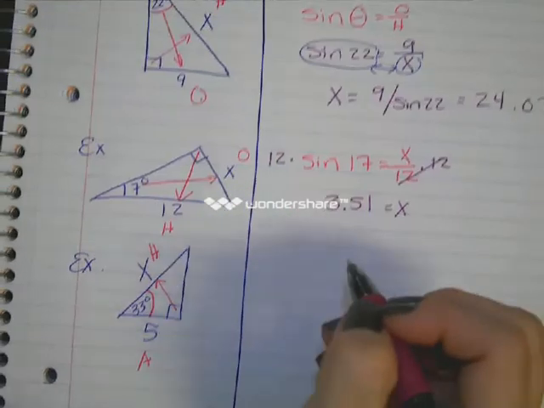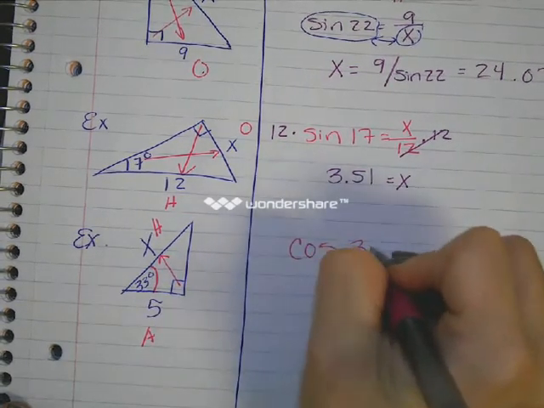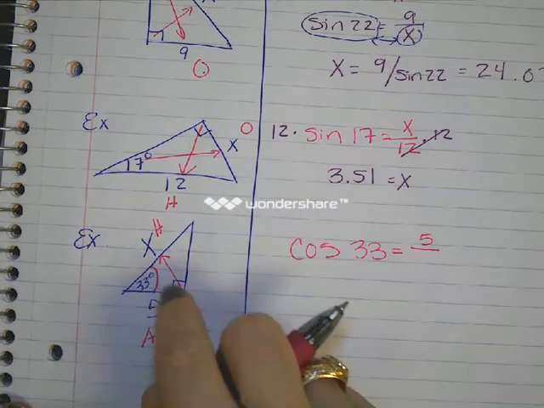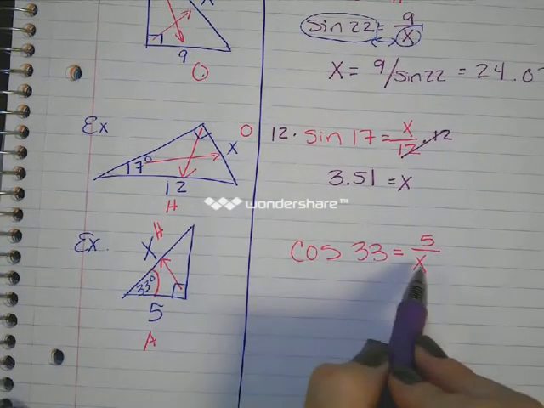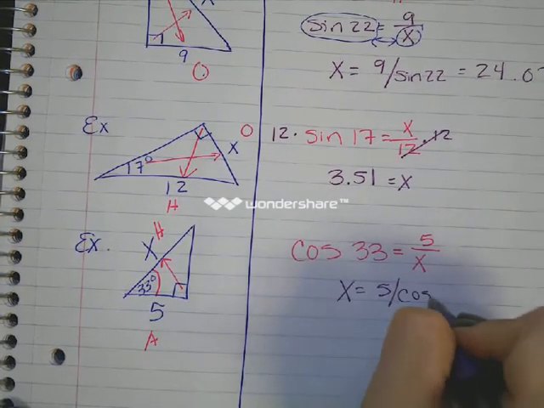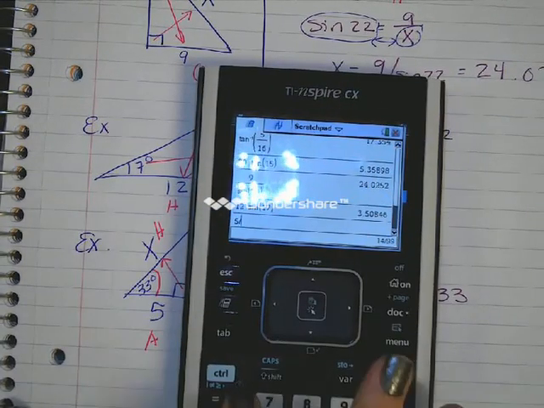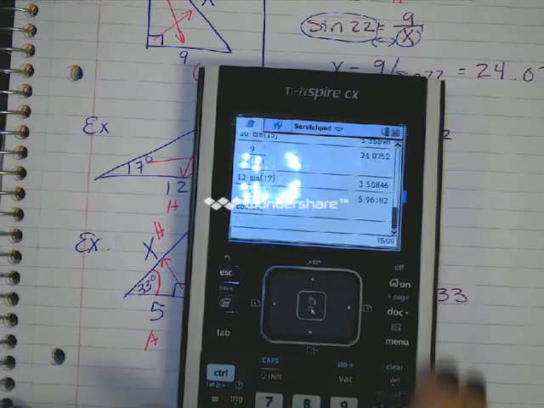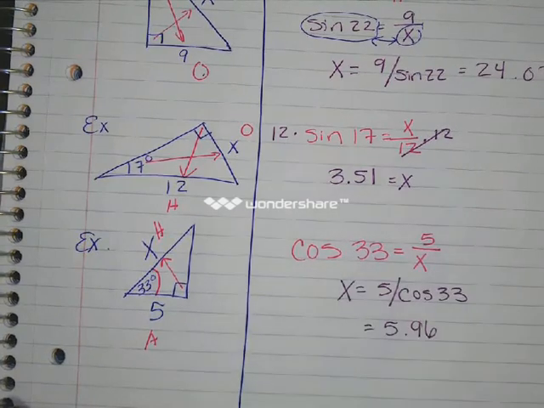So cosine of, my angle is 33. The adjacent leg is 5, and the hypotenuse is x. Again, to solve it when x is on the bottom, all you do is switch these two. So I get x equals 5 divided by cosine of 33. So I type 5 divided by cosine of 33, and I get 5.96. Pretty easy so far? Let me give you one more and we might have some 7-minute notes tonight.